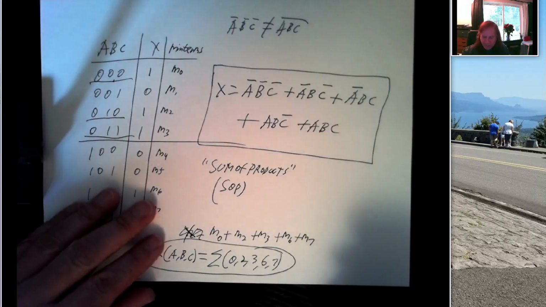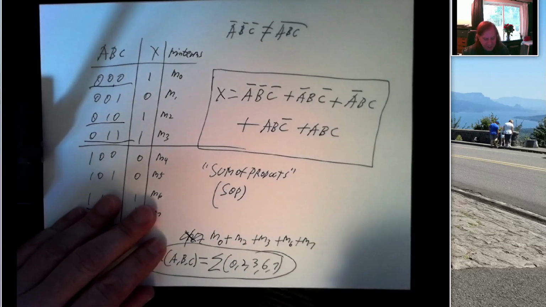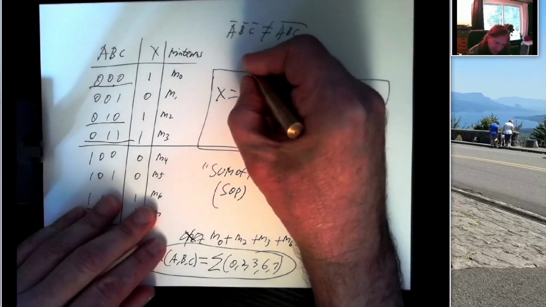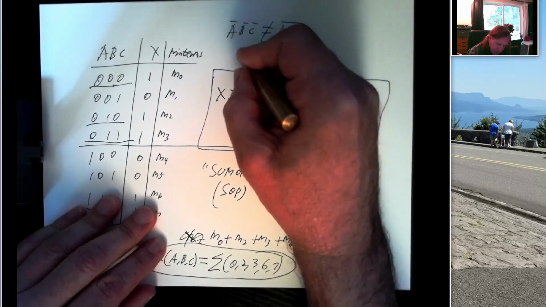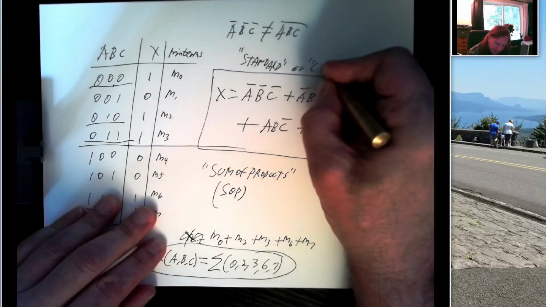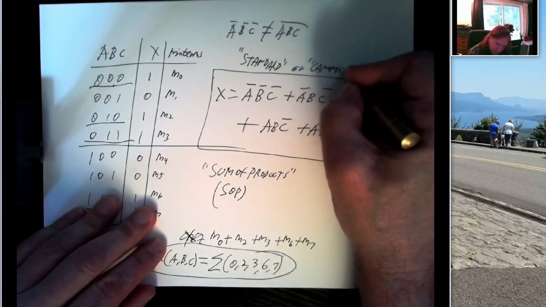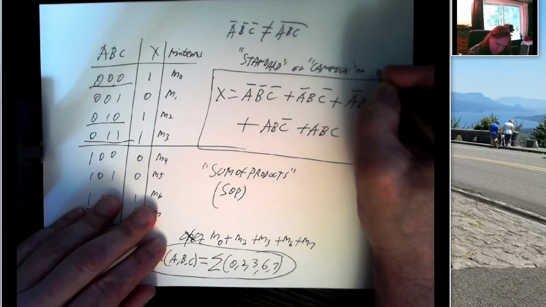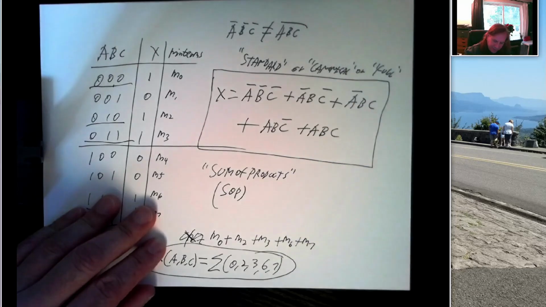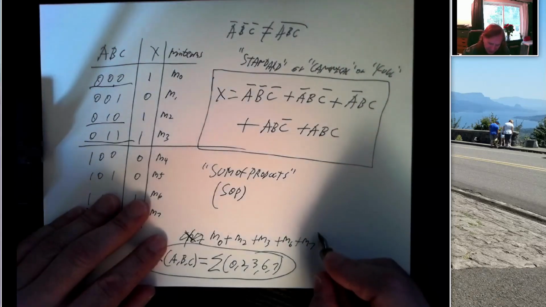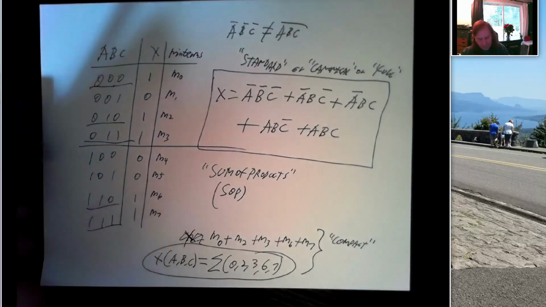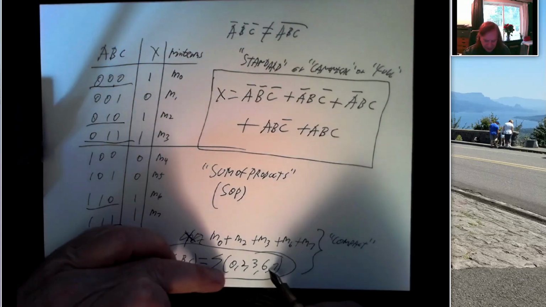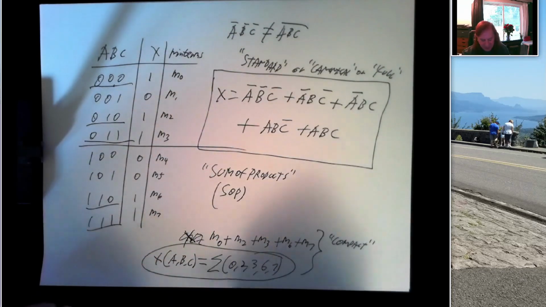And let me give you some terminology here. You'll see this in assignments and stuff. This is called standard or canonical form, or sometimes full form. And these are called compact forms. This is implicit, this is explicit, but they're both compact forms.